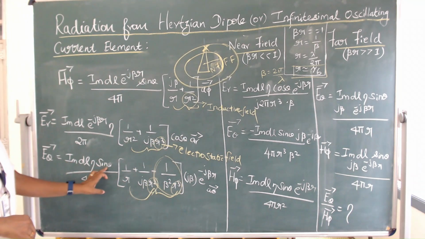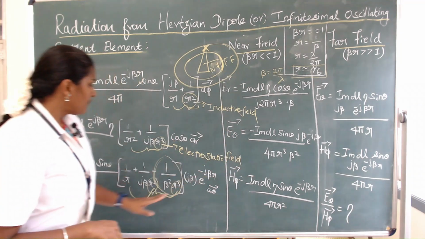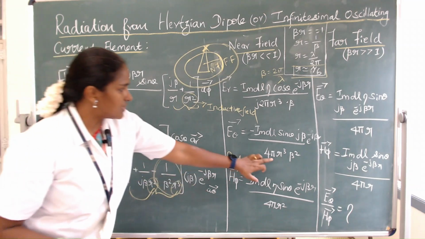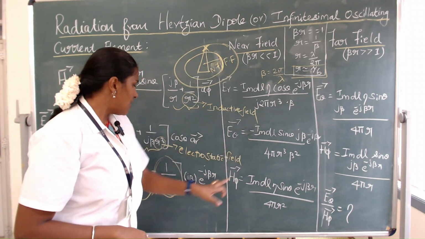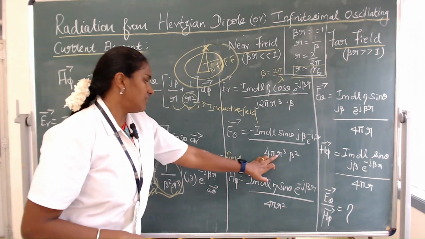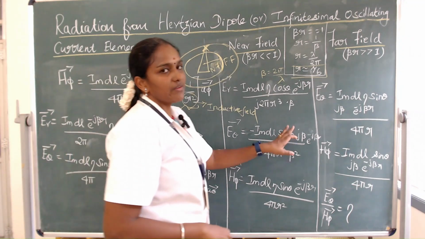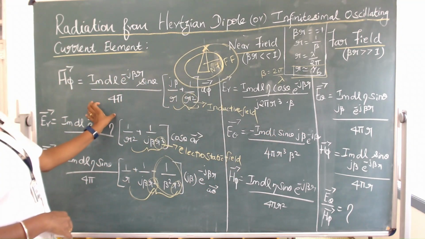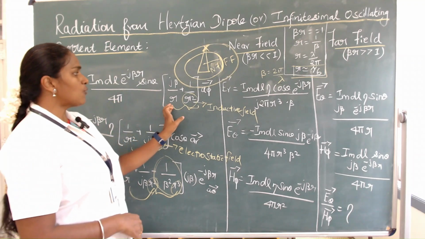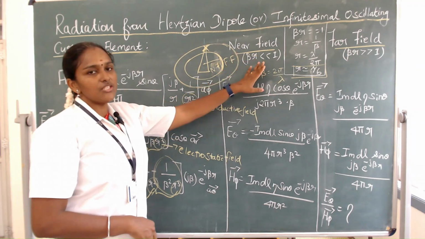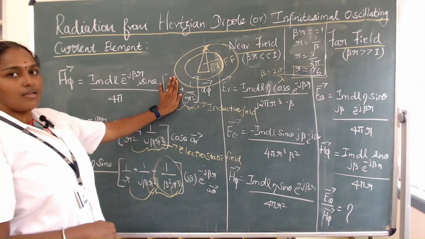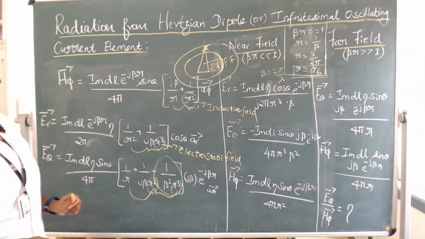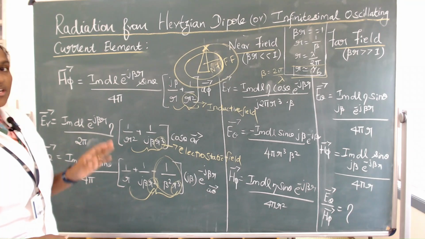I m dl sin theta remains constant. Again, this particular term exists. Minus 1 by beta square r cube exists, and it is written here. This term also will follow as this. Similarly, for the H phi equation we have a 1 by r term and a 1 by r square term. In near field conditions, the 1 by r term will be ignored, the 1 by r square term alone will be considered, and we can rewrite that particular term only for the near field.